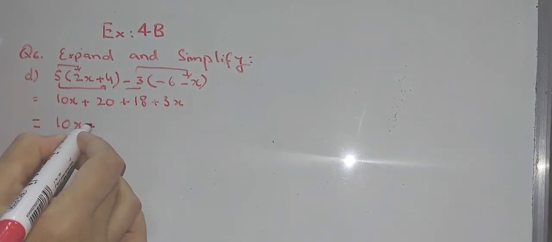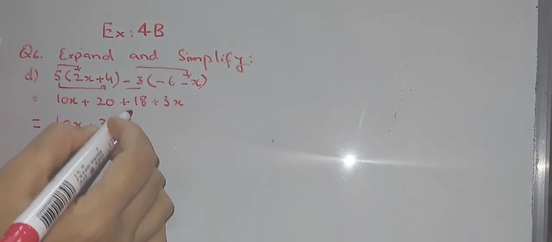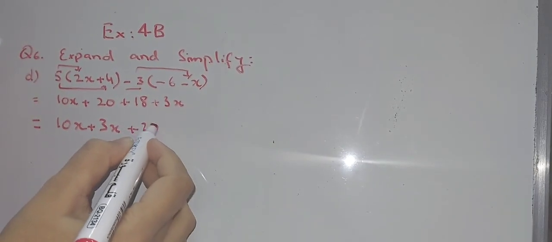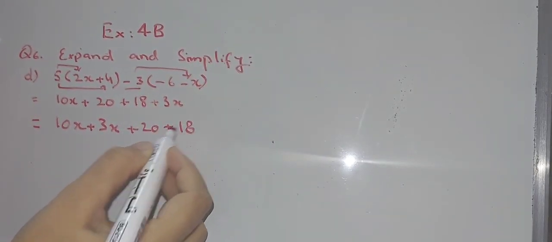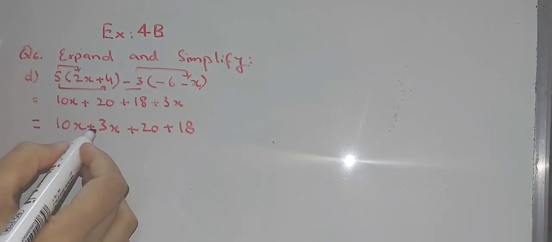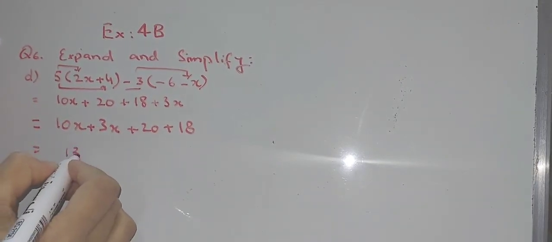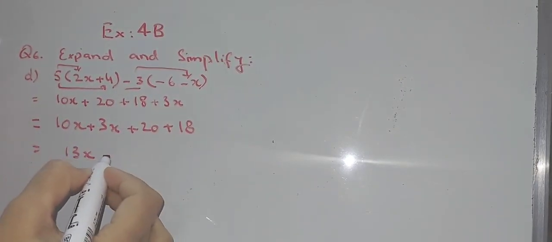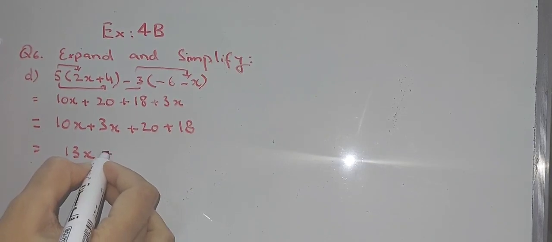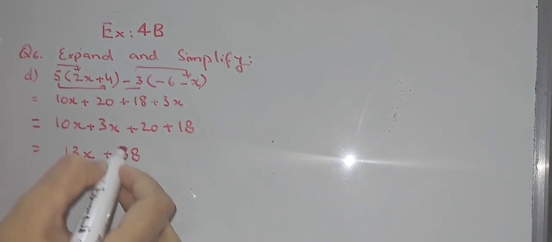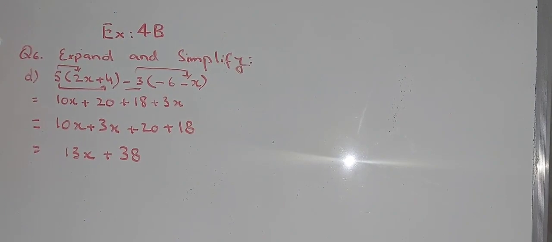Now we have to arrange the like terms together. 10x plus 3x, and then plus 20, and then plus 18. So the answer will become what? 10x plus 3x, 13x. And then 20 plus 18, it will become 38. So this is the simplified form for part D. Now move on to part E.